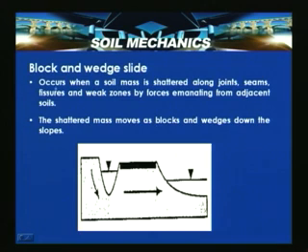In this case, block and wedge slide occurs when a soil mass is shattered along joints and seams, fissures and weak zones by forces emanating from the adjacent soils. The shattered mass moves away as blocks and wedges down the slopes. So, it gets detached and moves away from the slope in the form of blocks and wedges.